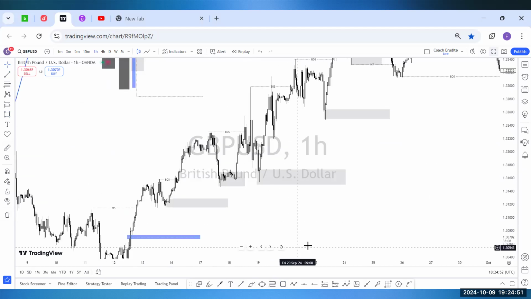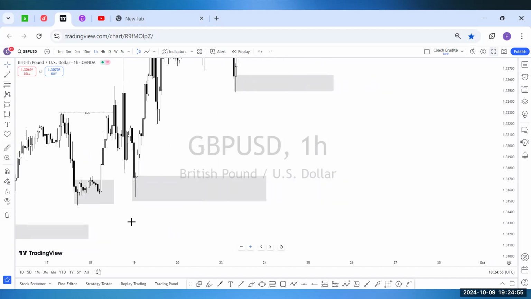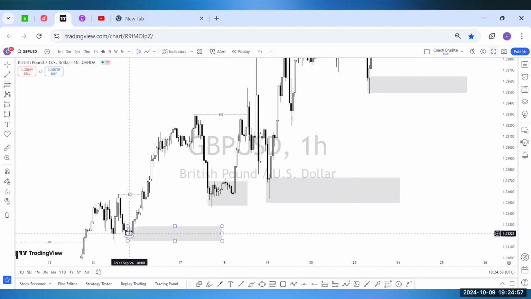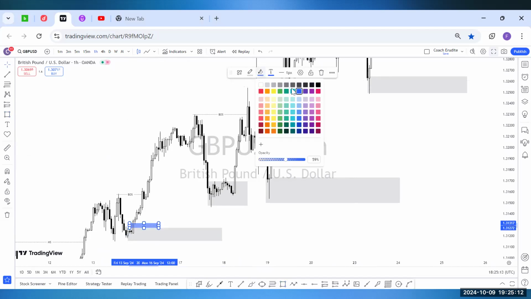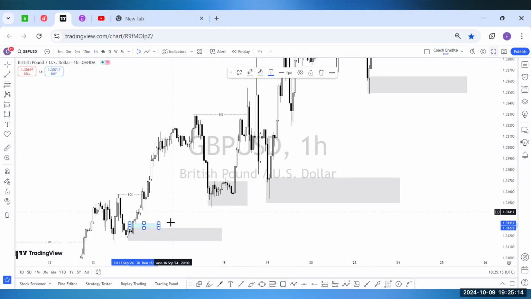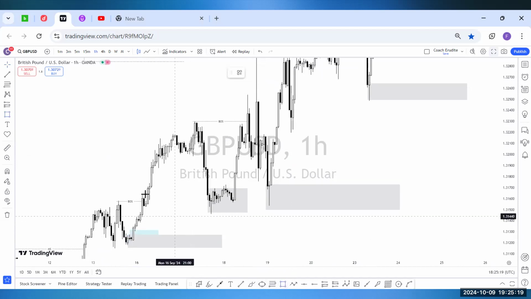Now, we have another order block here. So let me increase my chart so that you can see the screen very well. We have another block and we have an imbalance. So let me refine this order block very well. This is the order block and we have imbalance. So let me mark out the imbalance. Here's our imbalance. Let me change the color. So this particular order block is valid. And we have another order block here. Here's an order block.